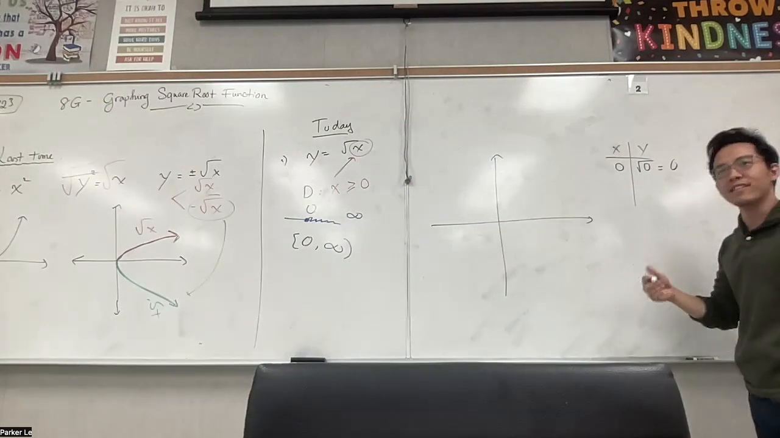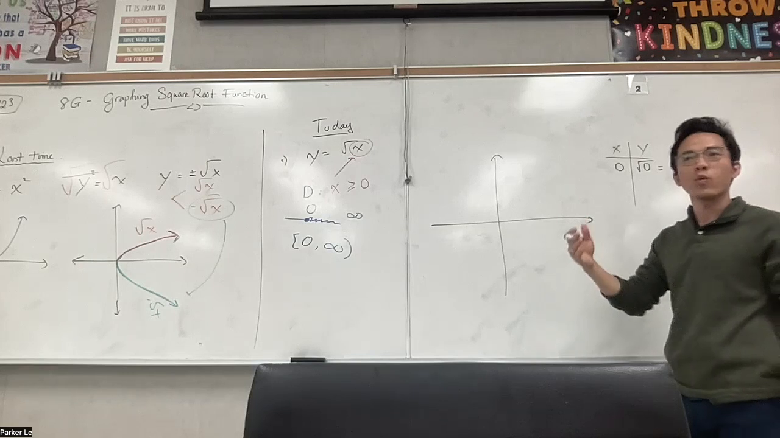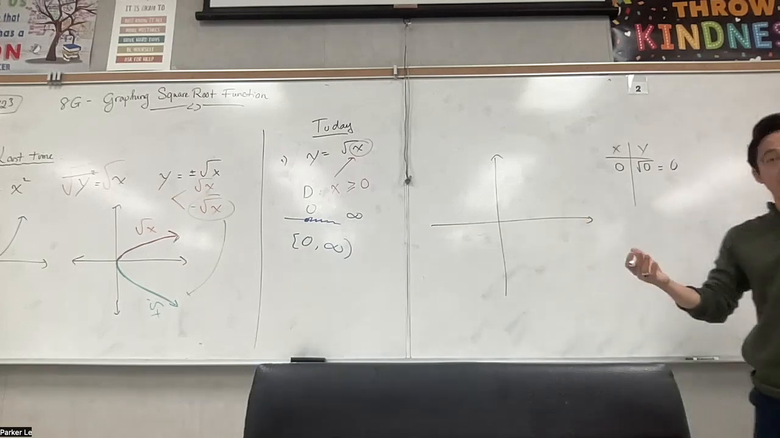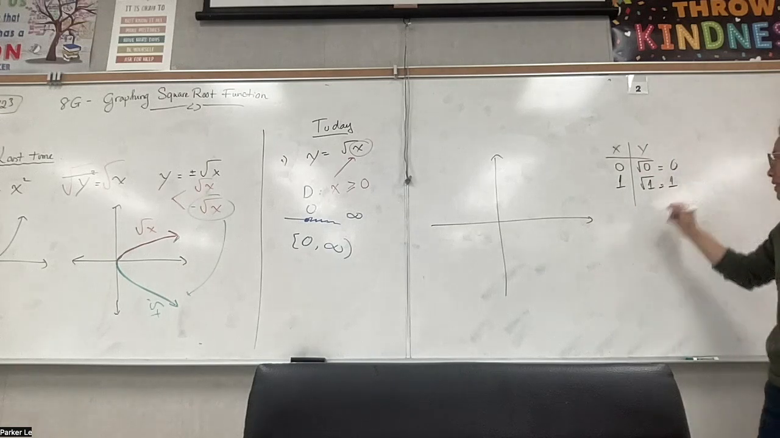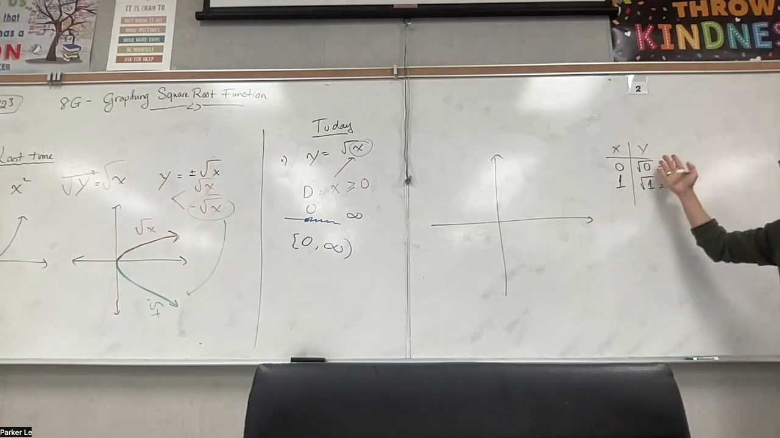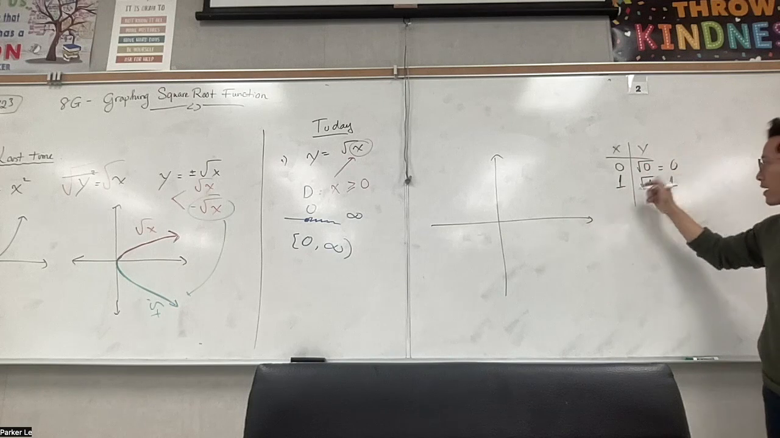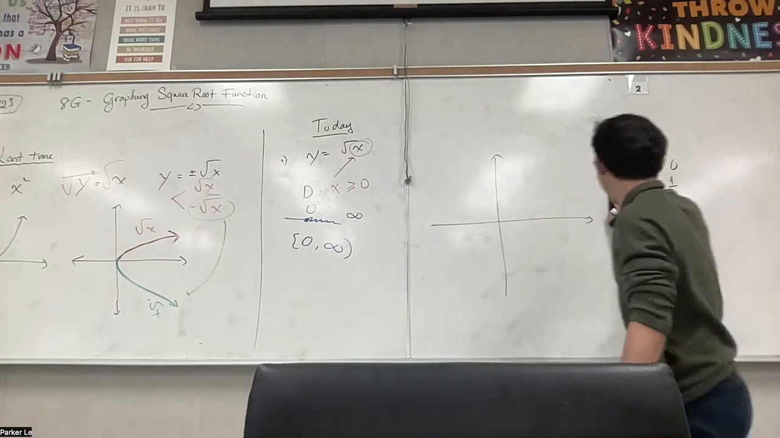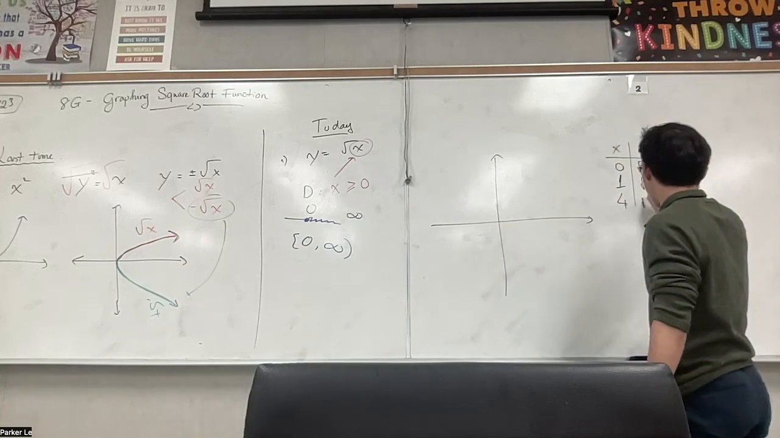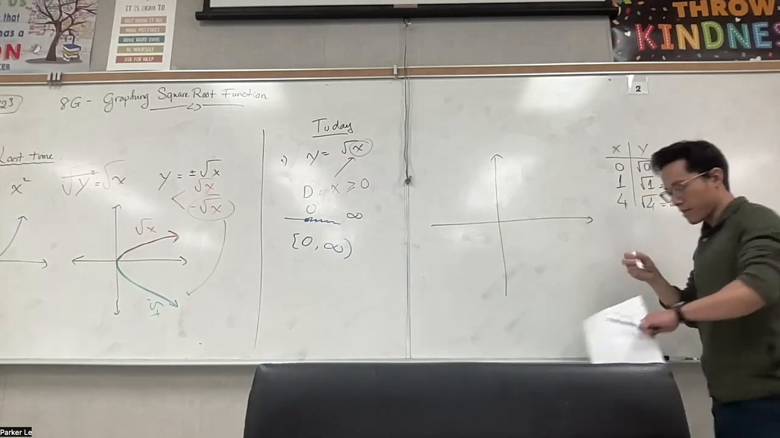4 is good, but it's not the best. It's not the next best one. What is the next best one? 1. Because the square root of 1 is 1, right? Maybe you have to get 1 more point. But let's say you want 1 more point. So at least let's say 4 is very good. That's the next best point. 4, because the square root of 4 is 2.